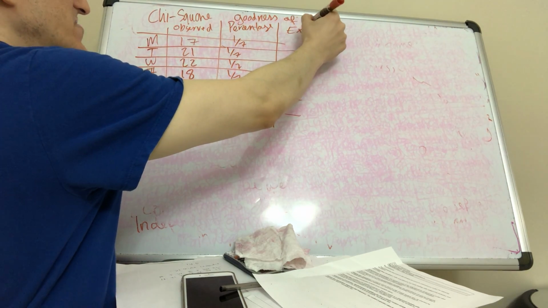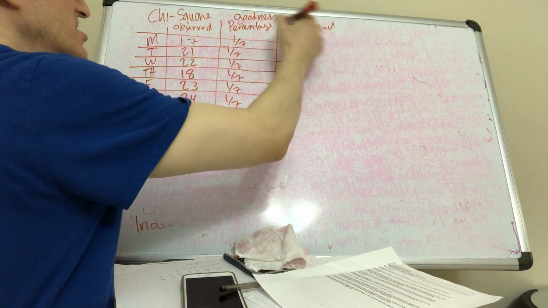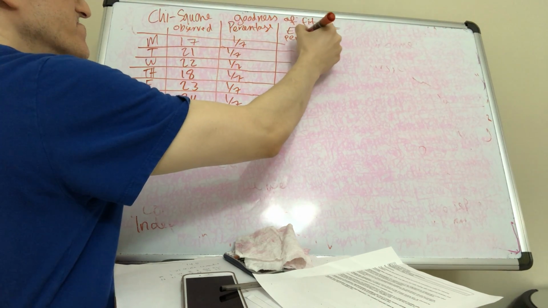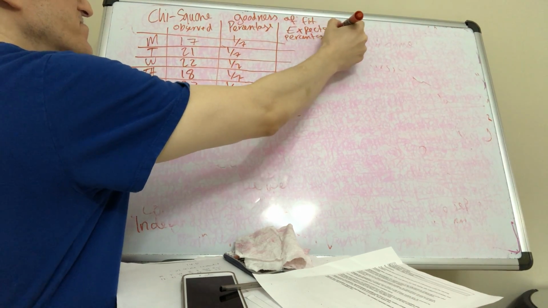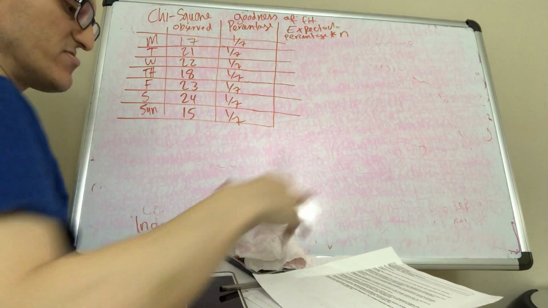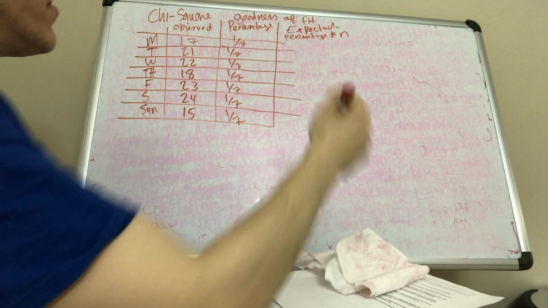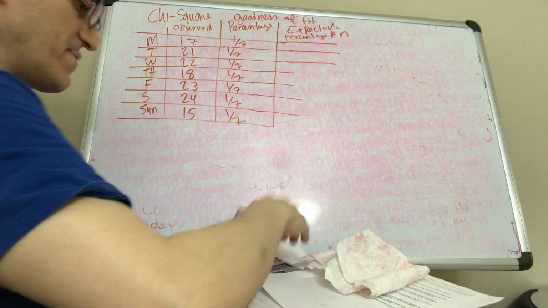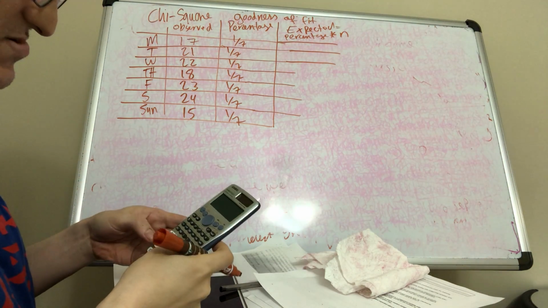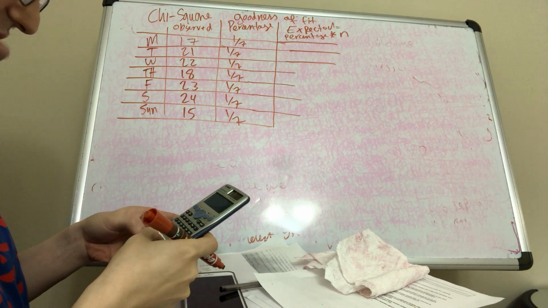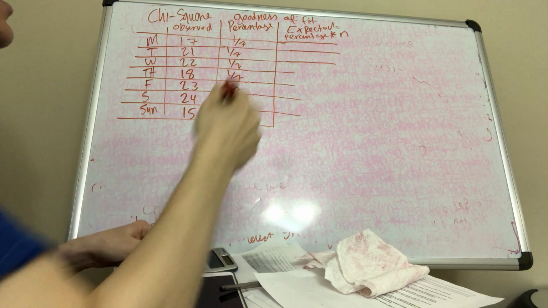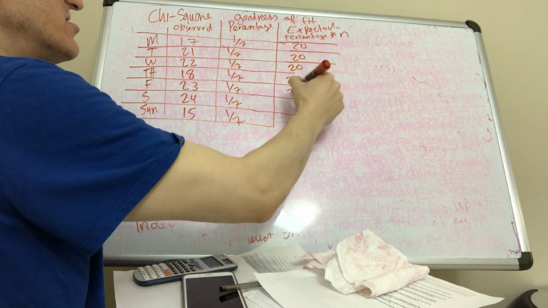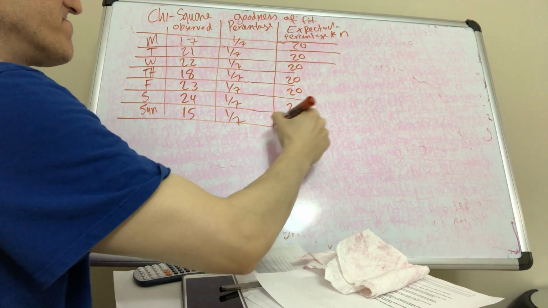The expected value in this case would be whatever the percentage is times the sample. So the sample is 140. So you go 1 out of 7 times 140, 20. So it would be 20, 20, 20, 20, 20, 20, 20.